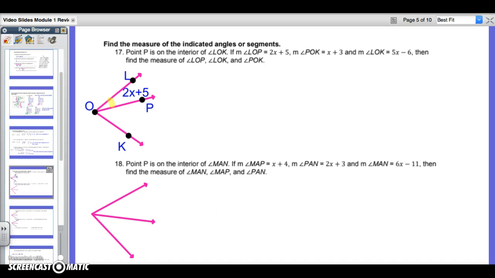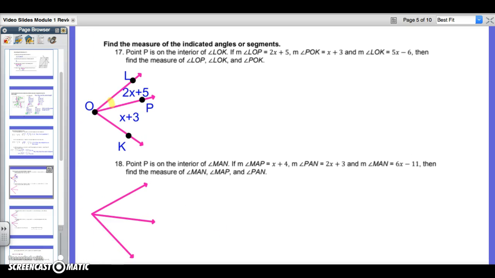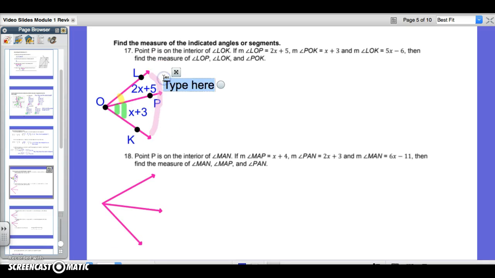Okay, then I have the measurement of POK as x plus 3. So this angle is x plus 3, right inside of here. This one. And then we have one more piece of information. We have that the measurement of angle LOK, so LOK is this entire angle. That entire thing is 5x minus 6.